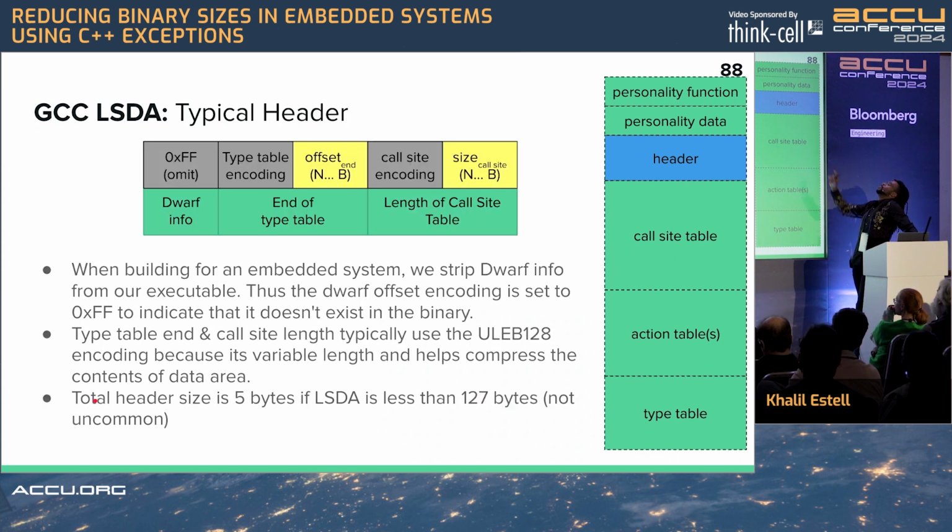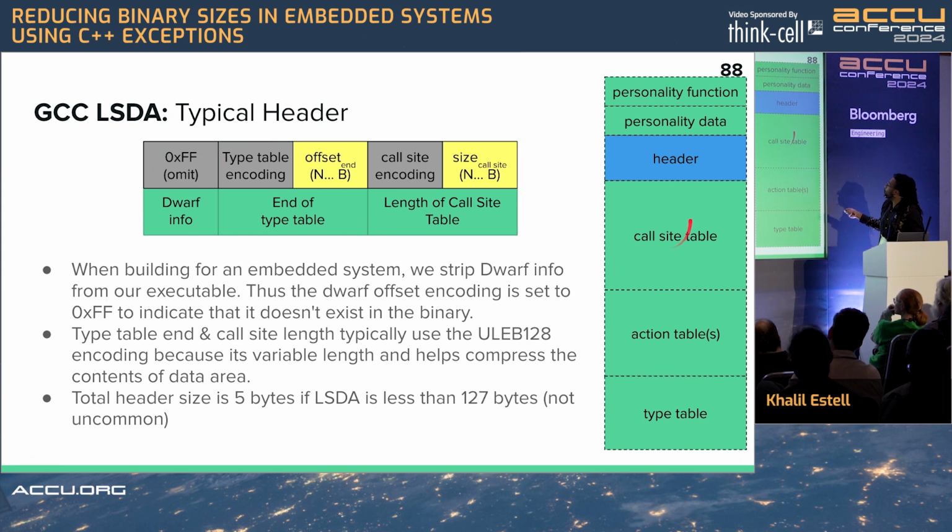All right, next part, the header. All right, so there are a couple of things in here. The first byte in the header is a flag telling you the format of the dwarf information. And because we're using embedded and we never keep that inside of our binaries, it's always just hex FF. So if you ever see hex FF, it means we've omitted the information. Continue on. Next up, we have the encoding for the type table.